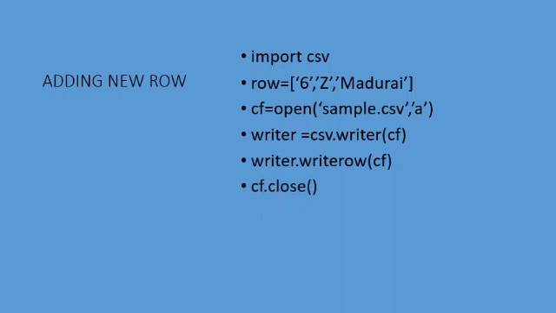Import csv. Row, as usual, contains some data. Row equal to ['6', 'E', 'Madurai']. Next, cf is equal to open. I am opening the file sample.csv in append mode. Append mode is used to read and write both. You can update, and for that we are using append mode. So sample.csv can be opened in append mode. It is stored in cf. Next, writer equal to csv.writer of cf. What will happen here?